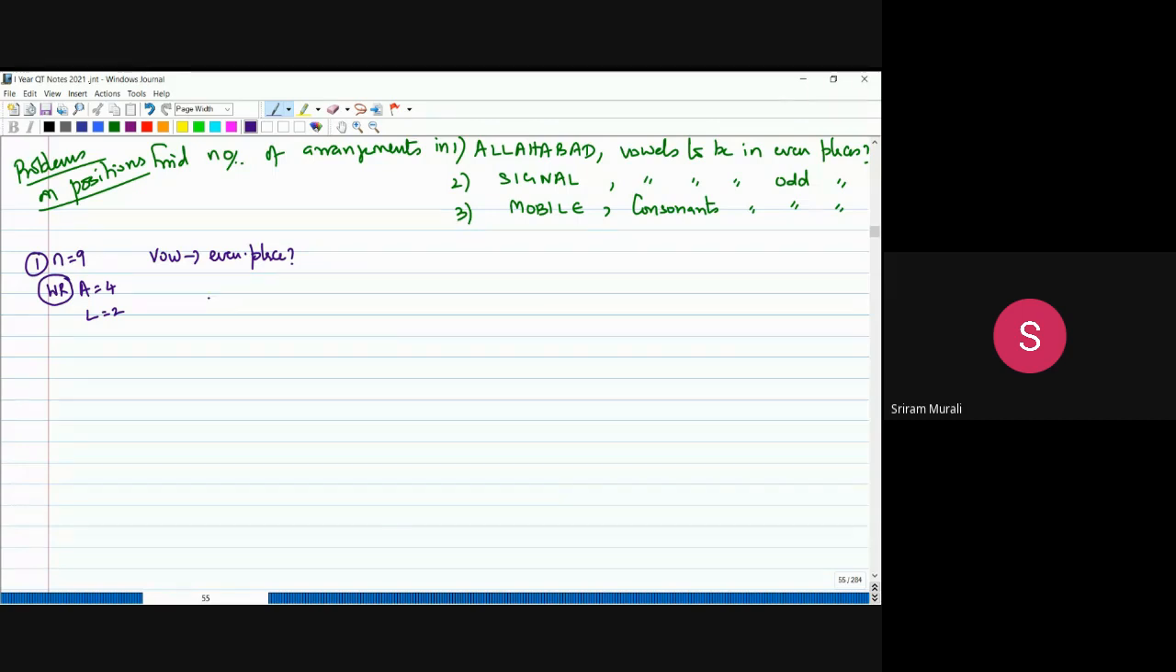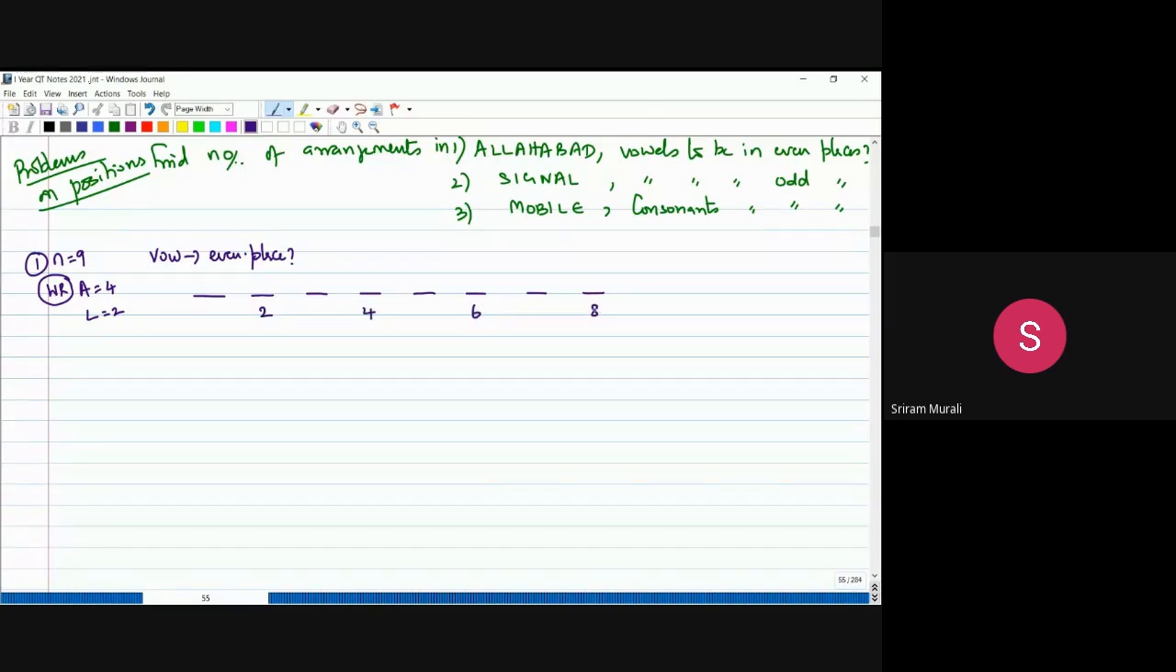So how many places are there? 1, 2, 3, 4, 5, 6, 7, 8. So this is a different entity. So far we covered together, not together, and round table. Now this is another different form: problems related to a specific position. The even places are 2, 4, 6, 8.